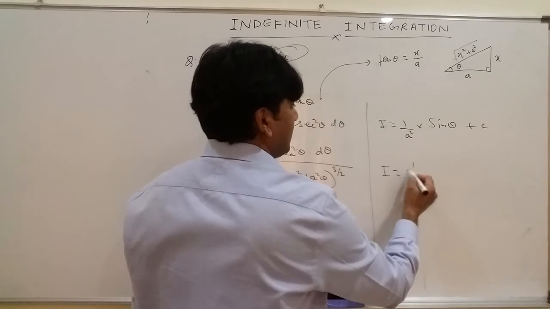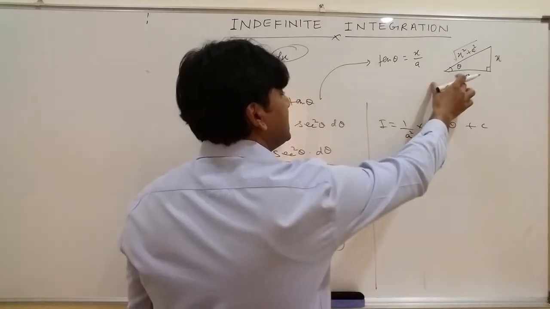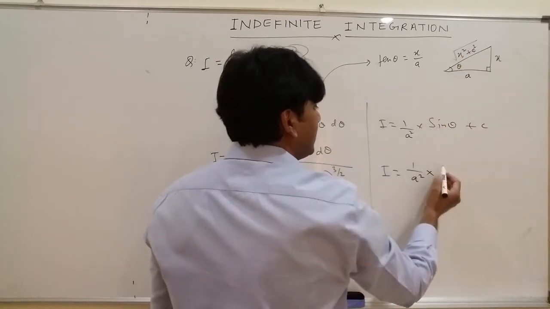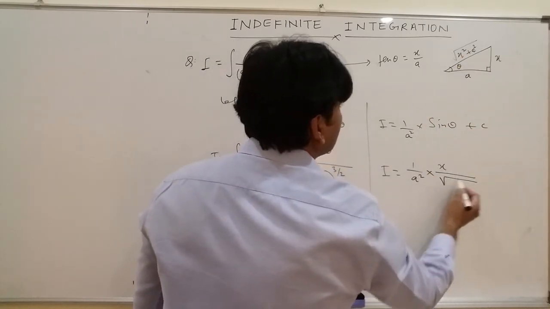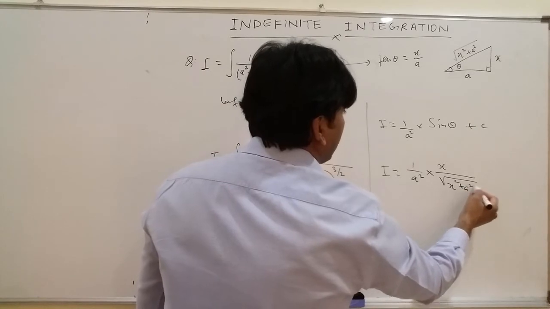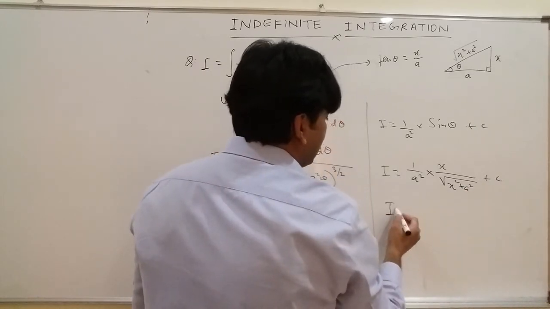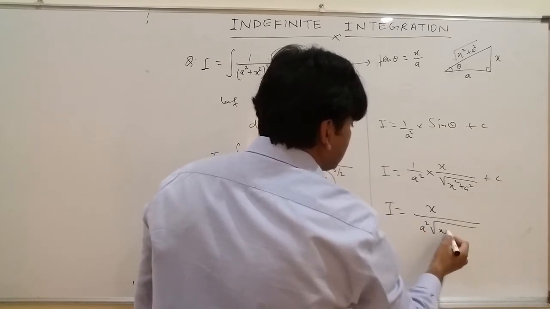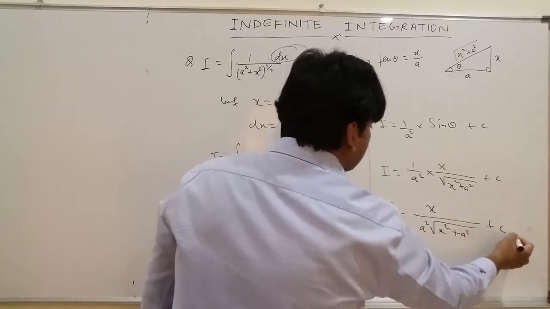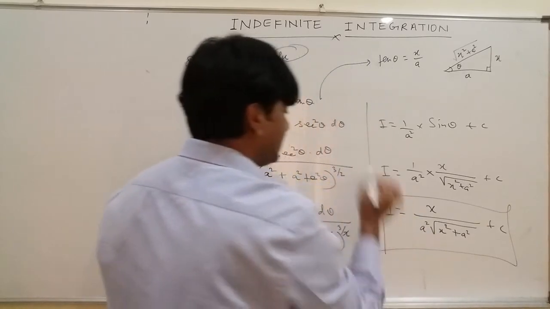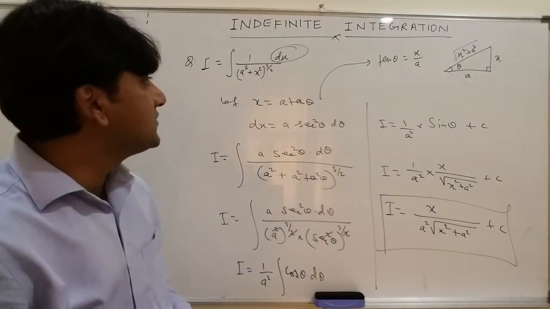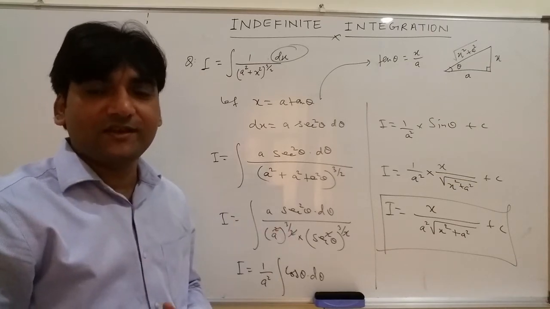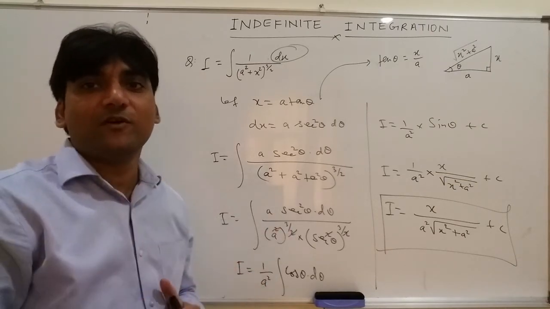Then tan theta is x over a, then this is a right angle triangle, this triangle is possible. Then 1 over a square, from this triangle sin theta would be what? Sin theta would be x over root x square plus a square plus c. So finally I would be x over a square root x square plus a square plus c. So this is a question which is based on trigonometric substitution, a standard trigonometric substitution. It is not like trigonometric identities and formulas.